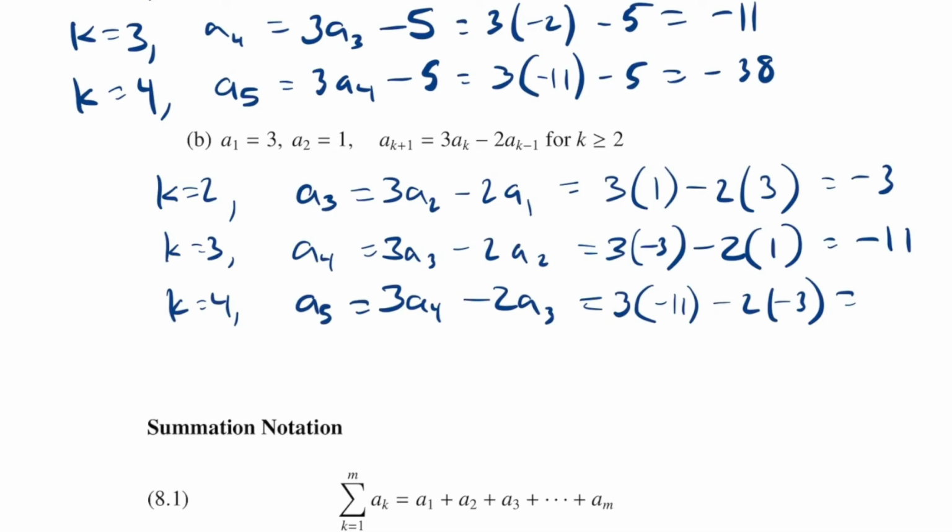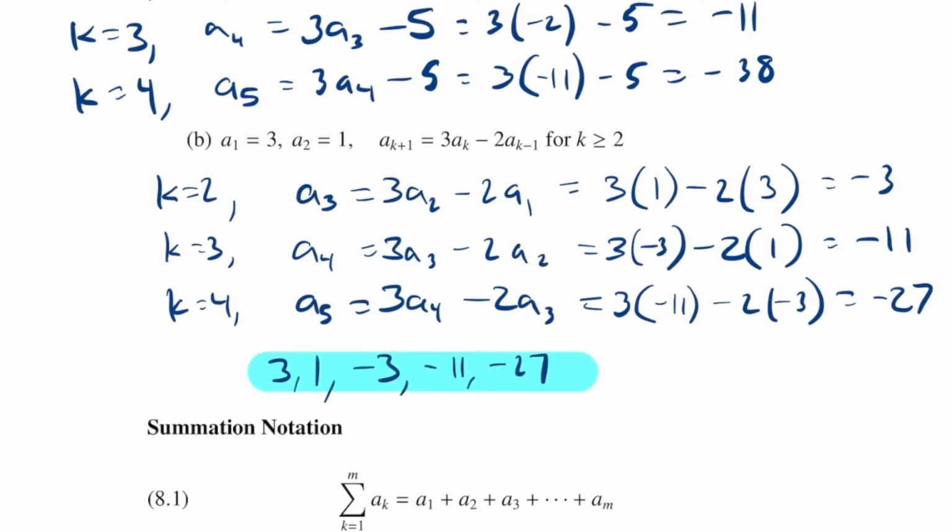All right. And now for the last one. Actually, we're done. They only want the first 5 terms. So the first term is 3, the second term is 1, the third term is negative 3, the fourth term is negative 11, and the fifth term is negative 27. So 1, 2, 3, 4, 5.